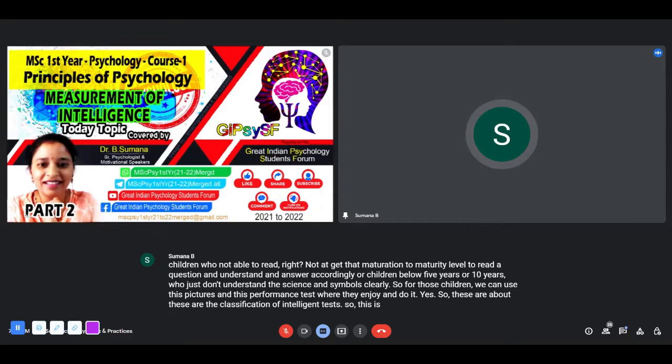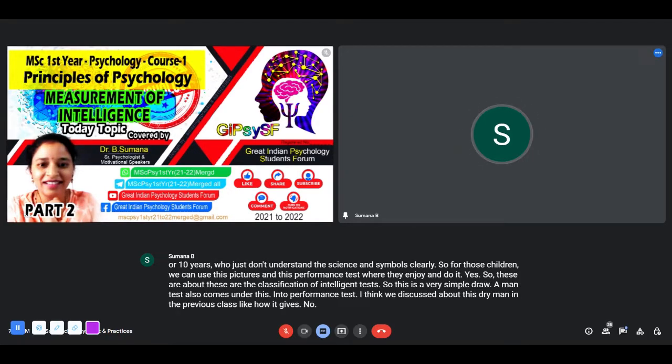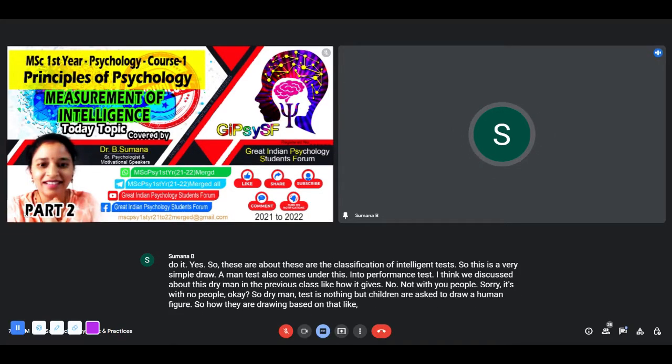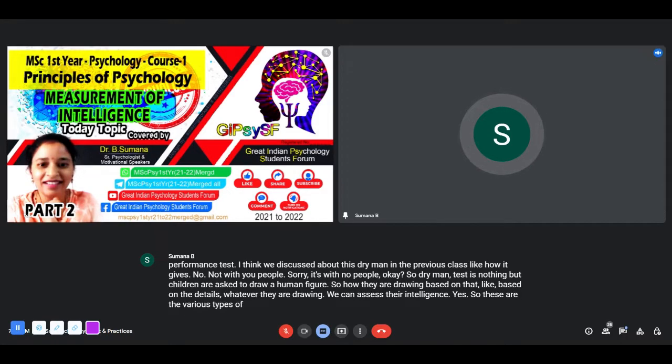This very simple Draw a Man test also comes under performance tests. I think we discussed Draw a Man in the previous class. No, not with you people, sorry, it's with the IGNOU people. Draw a Man test is nothing but children are asked to draw a human figure. Based on the details of what they draw, we can assess their intelligence. So these are the various types of intelligence tests we use to assess intelligence.